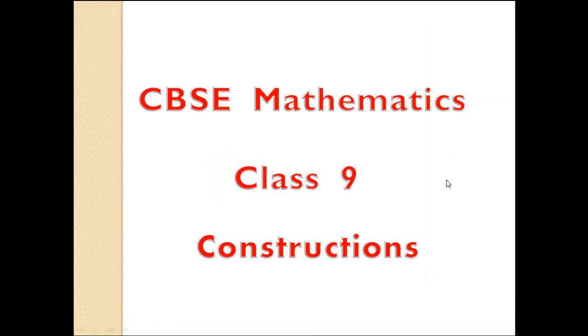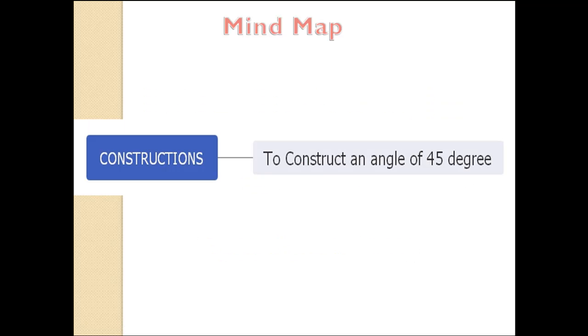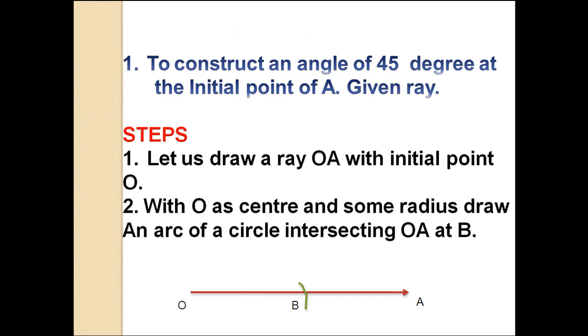CBSE Mathematics Class 9 Constructions. In this session, we cover how to construct an angle of 45 degrees. To construct an angle of 45 degrees at the initial point of a given ray.